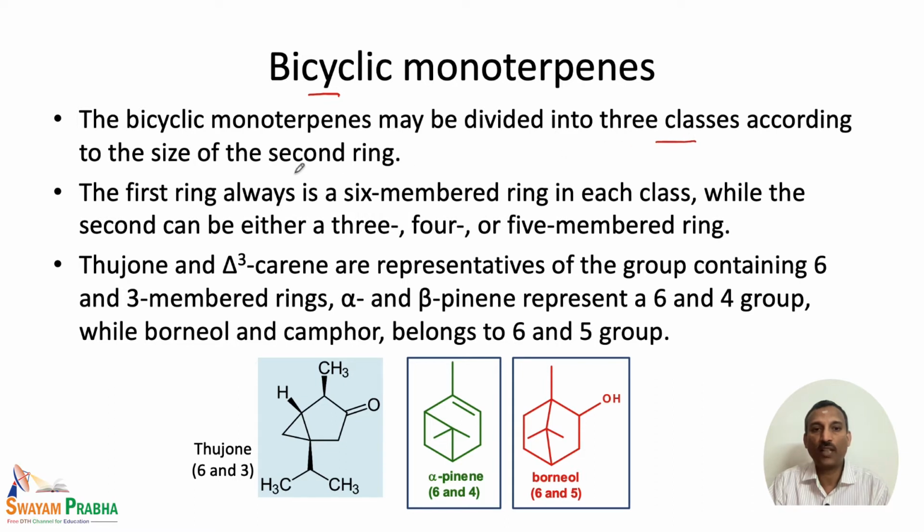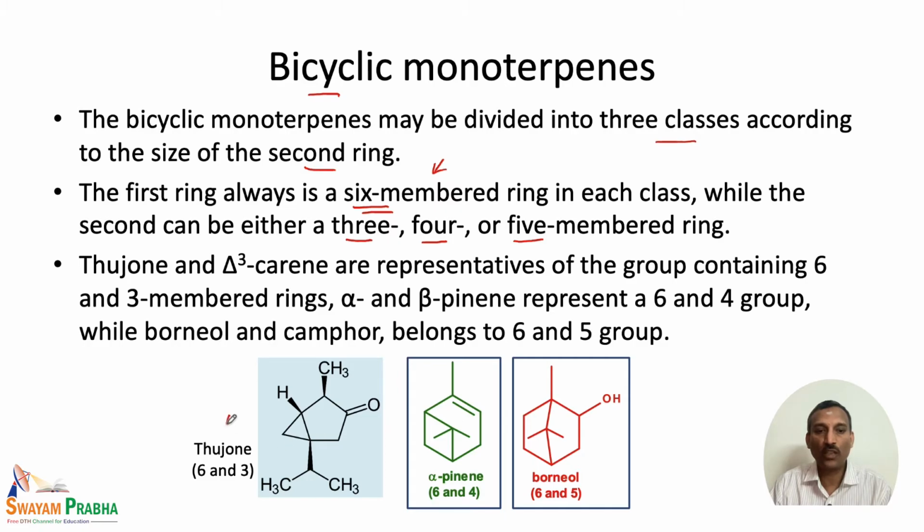Depending on the size of the second ring, they are classified into three major groups. All the monoterpenes contain a 6-membered ring, and the second ring may be a 3-membered ring, 4-membered ring or a 5-membered ring. Based on that we have 3 different bicyclic systems. Here are some of the examples given.